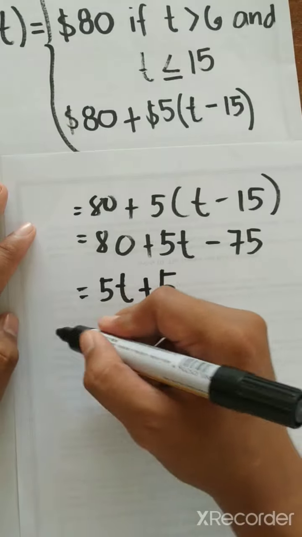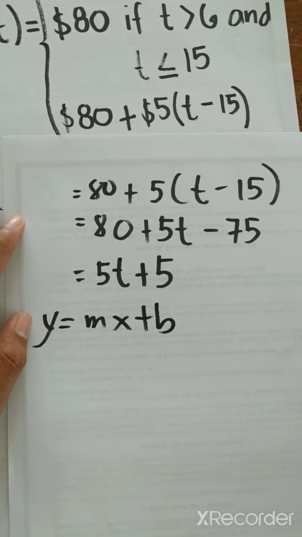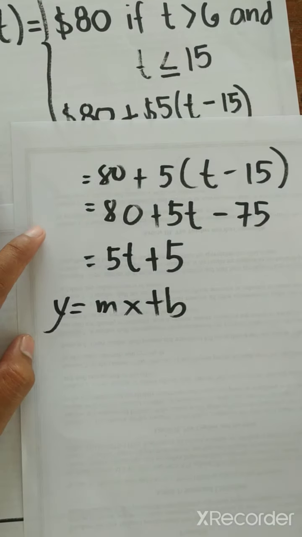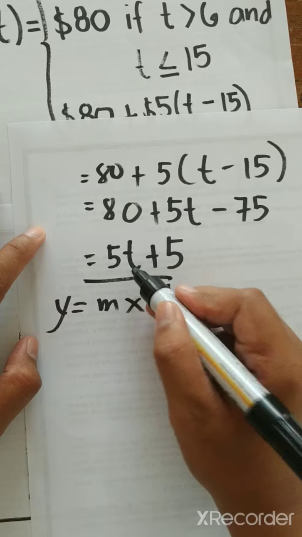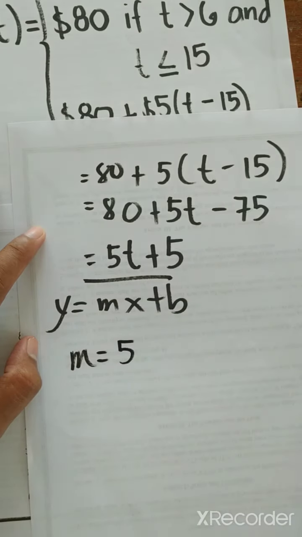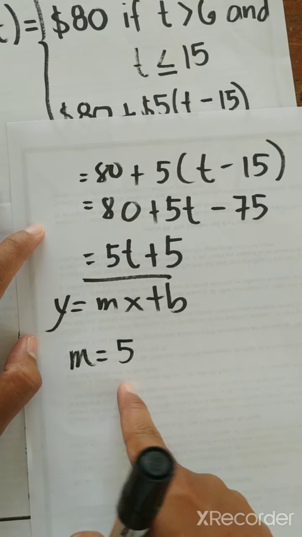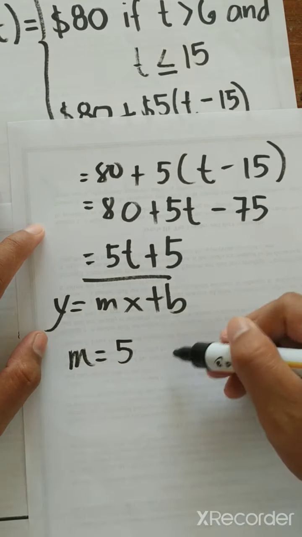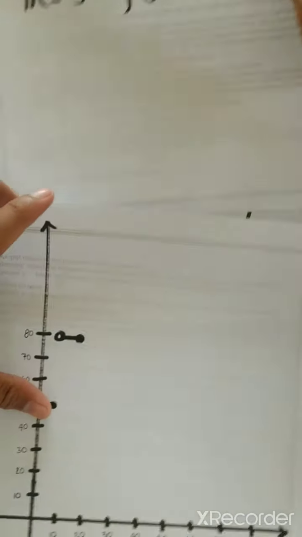Okay, so have you remembered this formula? y equals mx plus b, our slope-intercept form. But in this sense, our x will be t instead of x. So our slope will be 5. Remember that it is like rise over run. So our run is 1. And our y-intercept is 5. So now we can graph that.